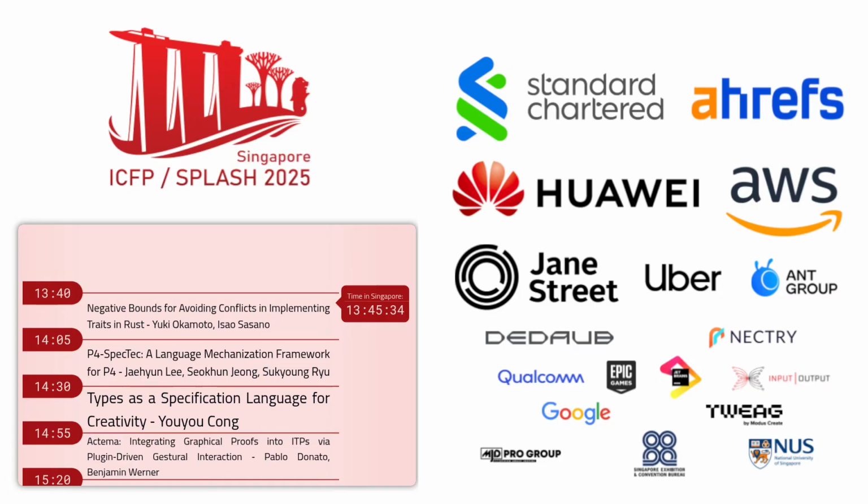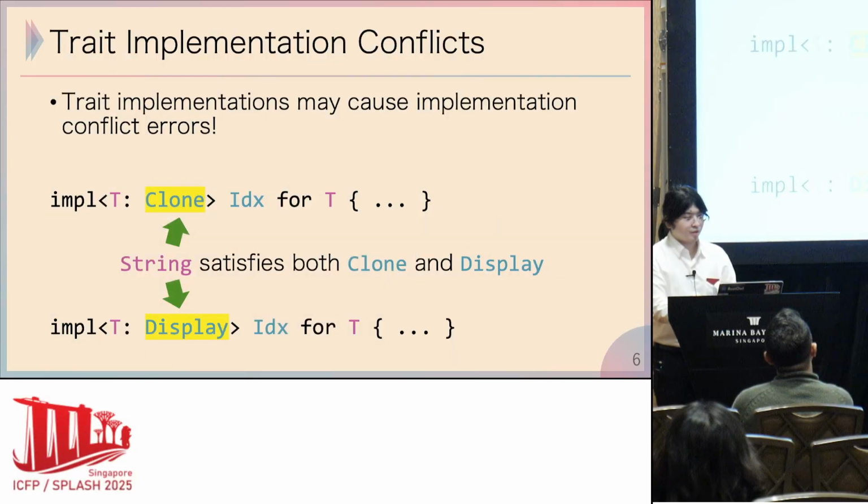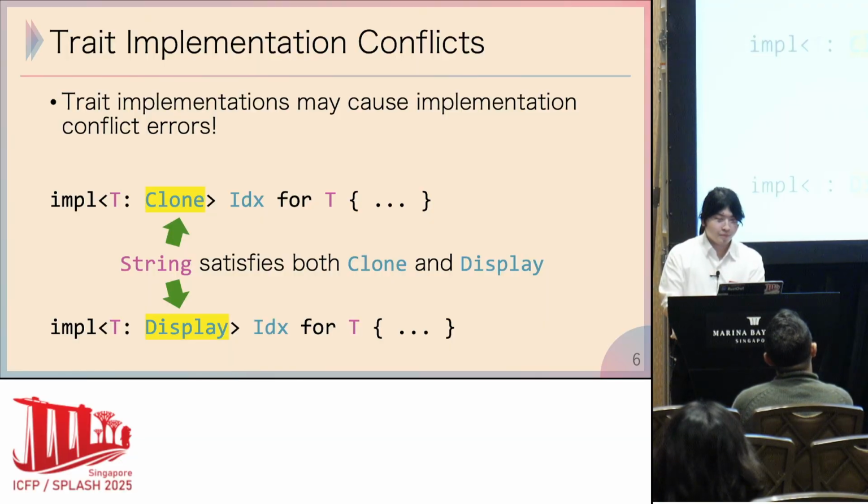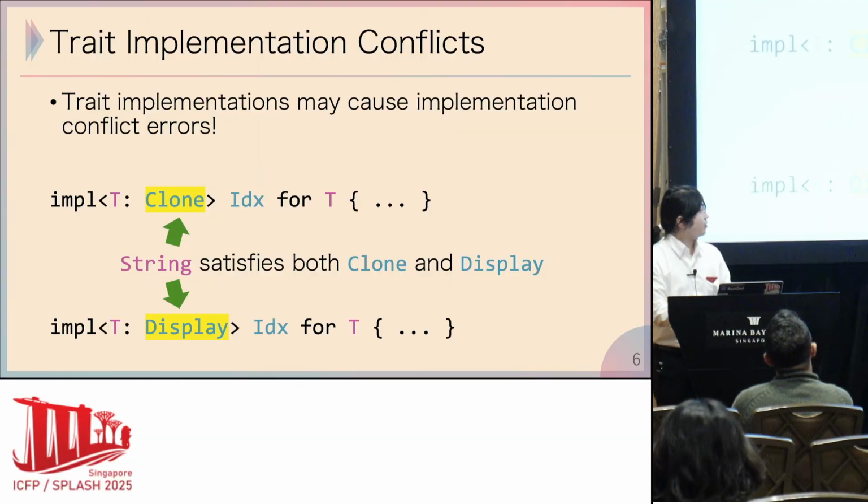A trait implementation conflict occurs when the same trait is implemented multiple times for the same type. In this example, the trait IDX is implemented for the type T twice with different trait bounds. However, there can be a type that satisfies both Clone and Display. Therefore, these implementations conflict. For example, one type that satisfies both trait bounds is String. String satisfies both Clone and Display, so both implementations apply to String. But it is implemented for String twice.